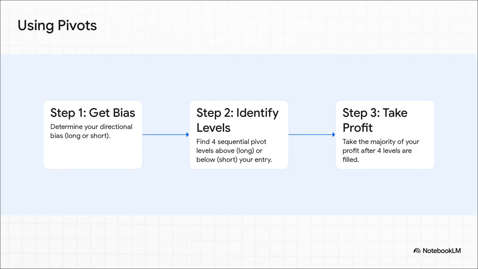So how do you actually use this? It's a pretty straightforward process. Step 1, and this is non-negotiable, you have to have a directional bias for the day. Are you bullish or bearish? If you're bullish, you start looking for 4 pivot levels in a row above where you got in. If you're bearish, you're looking for 4 levels below your entry. And once price ticks off that 4th level, boom, that's your signal. That's where you take the bulk of your profits.